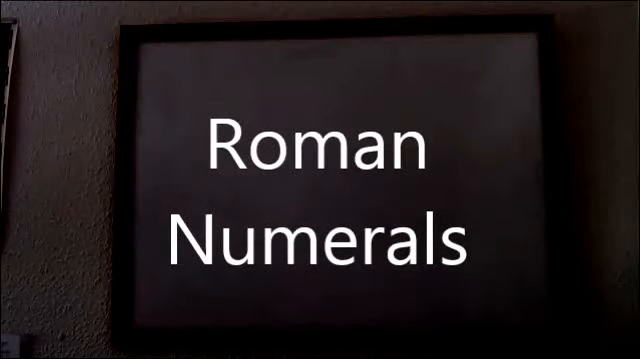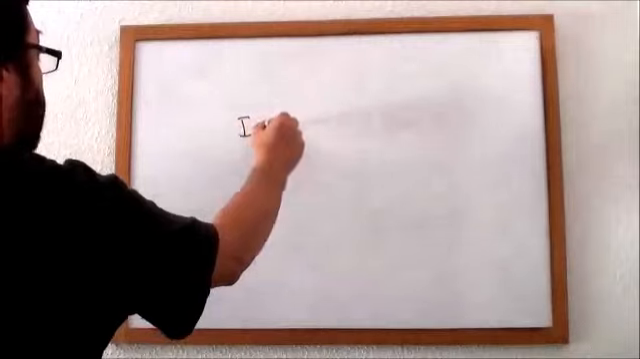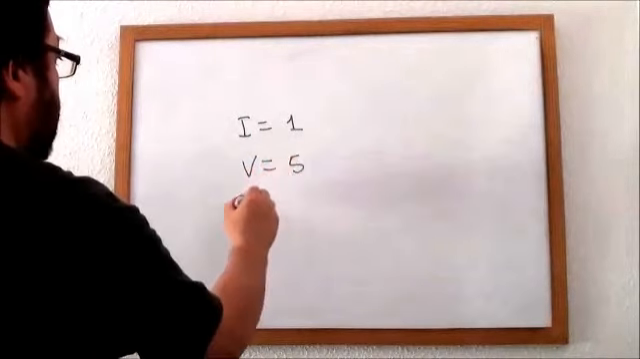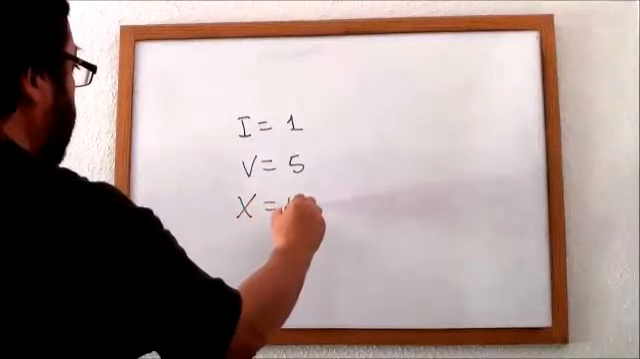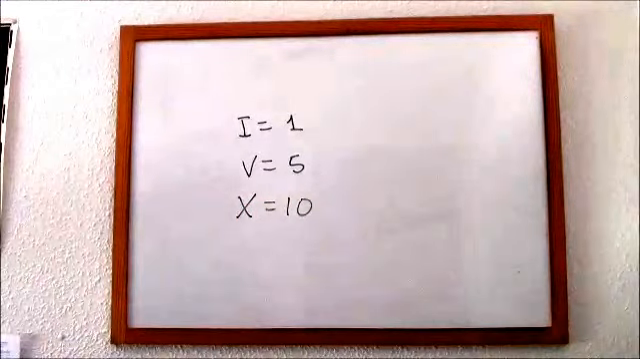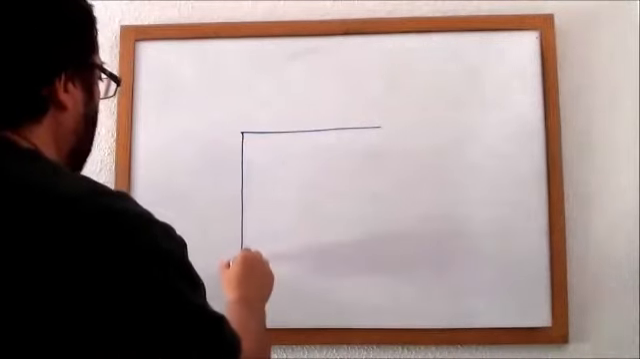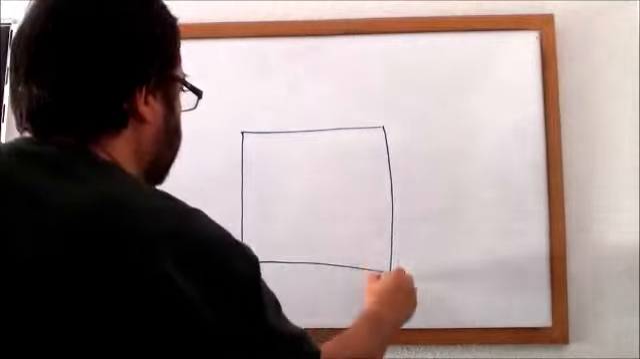Today's topic is Roman numerals. Roman numerals is an additive system in which different letters represent different values. I means 1, V means 5, X means 10, and so on. We can classify these letters in two types that I've called the 1s and the 5s.